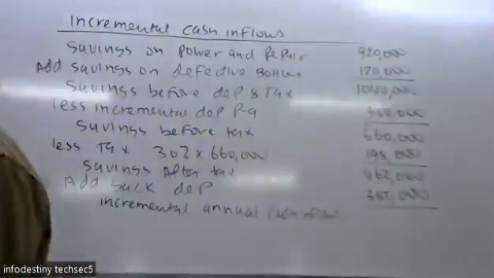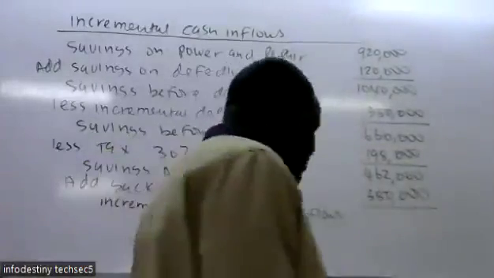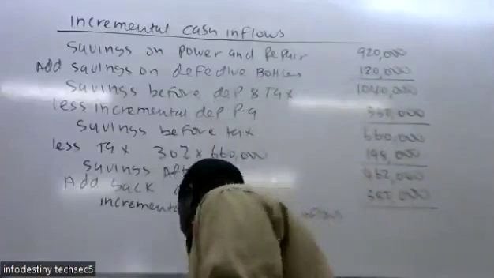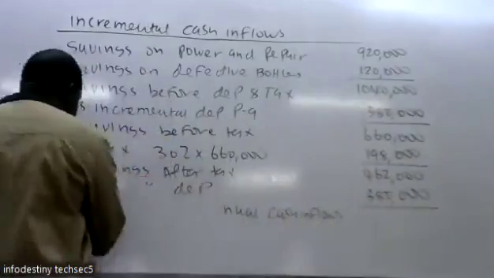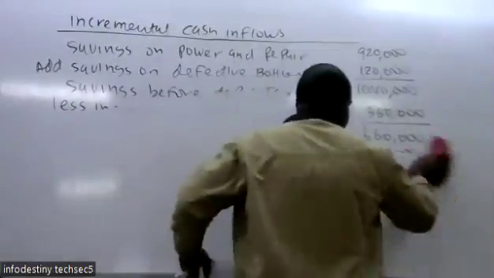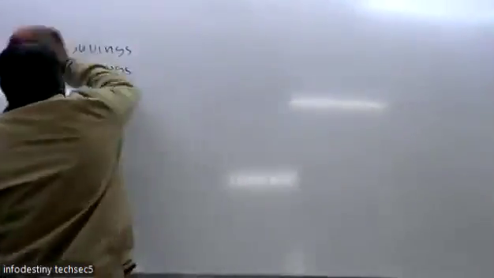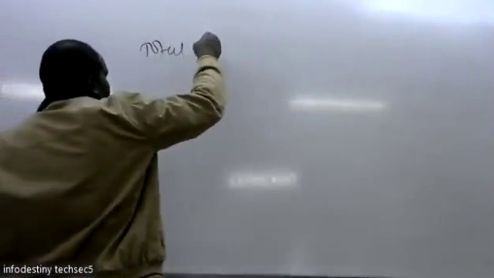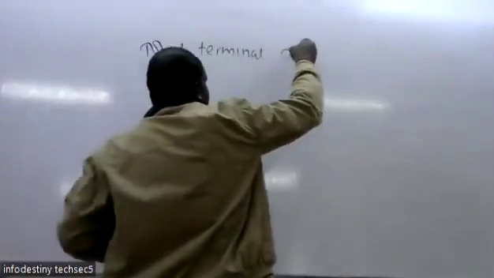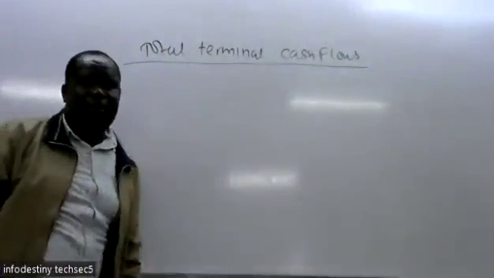Now we got the Roman letter 3. Roman letter 3 is the same as the step number 5: the total terminal cash flows.